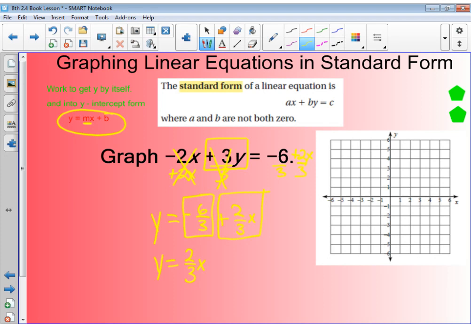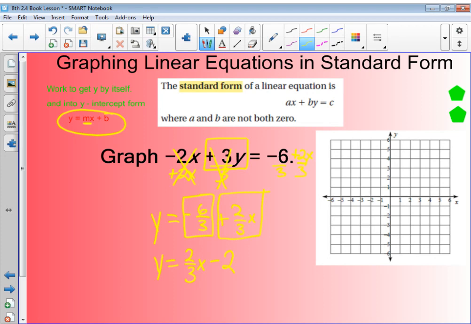What would that reduce down to? Well, 6 divided by 3 is 2, and we have a negative sign, so it's going to be minus 2. There's my y-intercept. Remember, our y-intercept will always be an integer, so we shouldn't have fractions or decimal numbers. So now I can go through and graph this out.